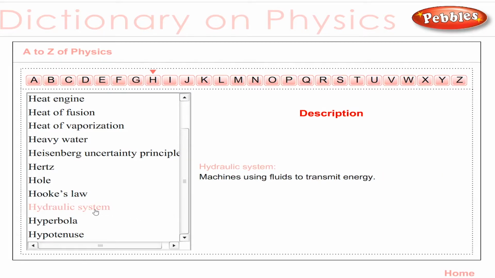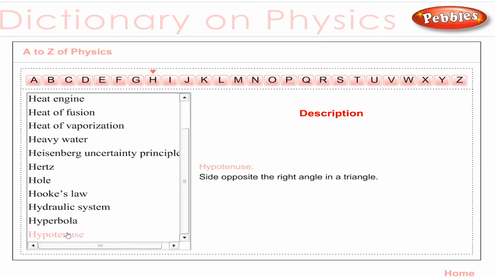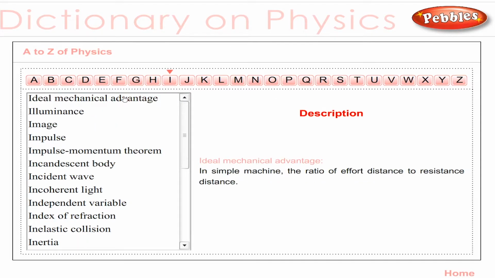Hydraulic system. Machines using fluids to transmit energy. Hyperbola. Mathematical curve that describes an inverse relationship between two variables. Hypotenuse. Side opposite the right angle in a triangle. Ideal mechanical advantage. In simple machine, the ratio of effort distance to resistance distance.